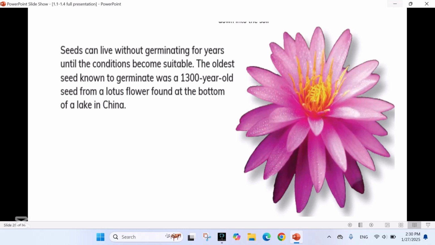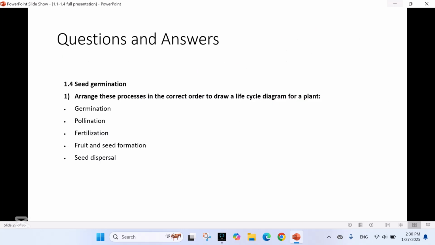Seeds can live without germinating for years until the conditions become suitable. The oldest seed known to germinate was a 1,300-year-old seed from a lotus flower found at the bottom of a lake in China.